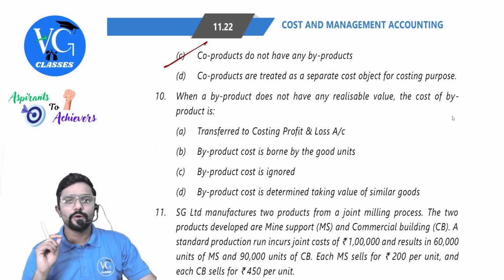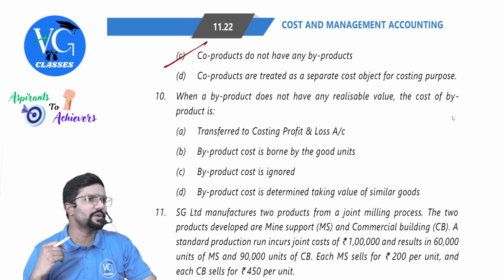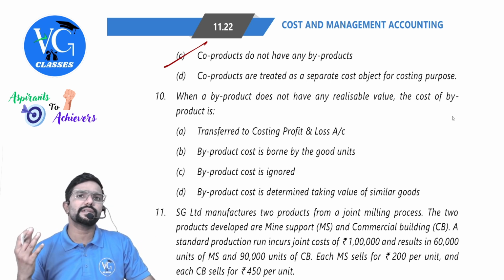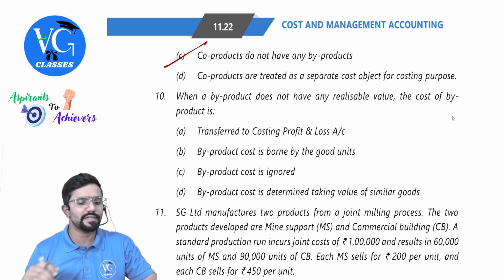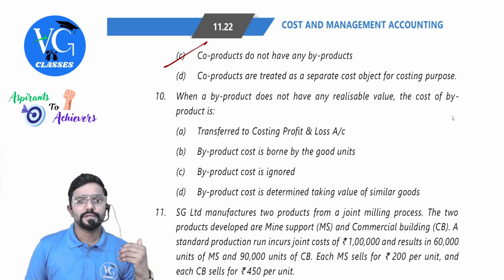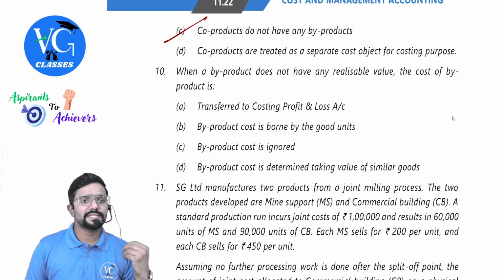Last one, let me read. Co-products are treated as a separate cost object for costing purposes. Yes, you can do it. Why, sir? I want to know the cost of the co-product also. So can I calculate the cost of a co-product separately? Yes, I can calculate it. Next. So the answer is C, guys.